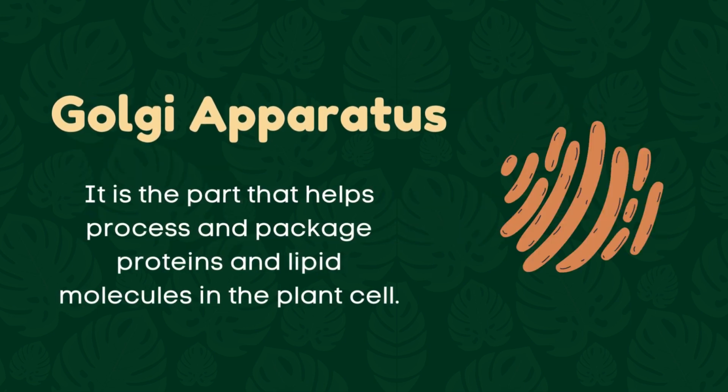Golgi apparatus is the part that helps process and package proteins and lipid molecules in the plant cell. It is involved in the sorting and packaging of proteins and other molecules, which are transported within and out of the cell.